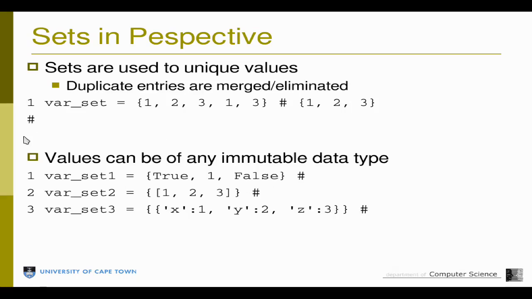Angel, line number two. What's the result of this? It would be an error, right? Because a set cannot have as values types that are mutable. It's a list. We're telling the Python interpreter we want to create var set 2, which is a set composed of one member or one value, which is a list. A list is mutable, right? It's not possible. Line number three is more or less related to line number two, with the difference that we have a dictionary nested within the set. Not possible, right?